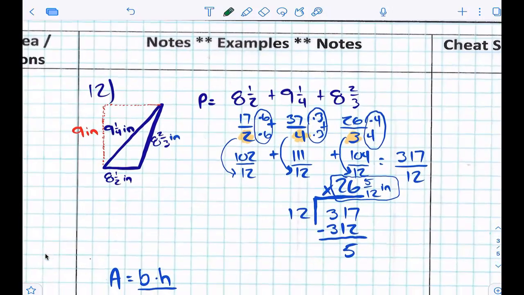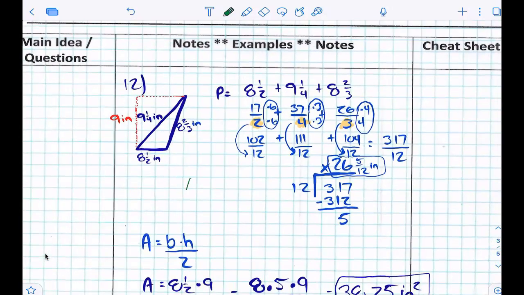Triangle. Area of a triangle would be base times height divided by 2. Is this the height of a triangle? No. Is this the height of a triangle? No. Is this the height of a triangle? No. Is this 9 that's part of this little dotted line the height of a triangle? Yes. So the height is basically from the very bottom to the very top in a straight line, right?